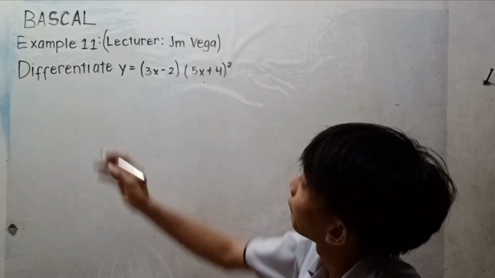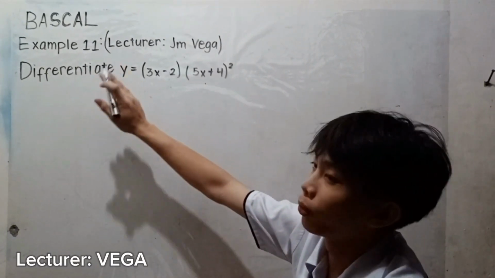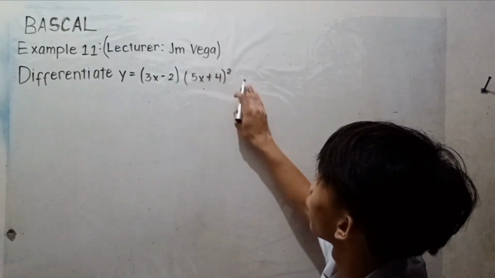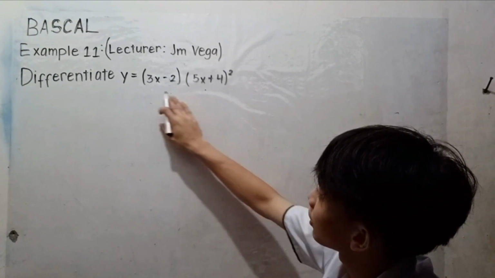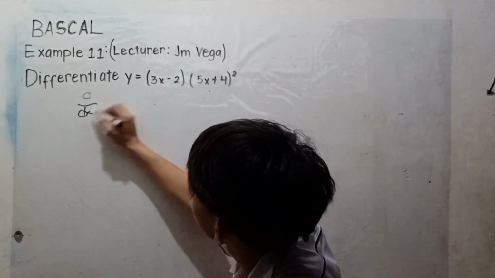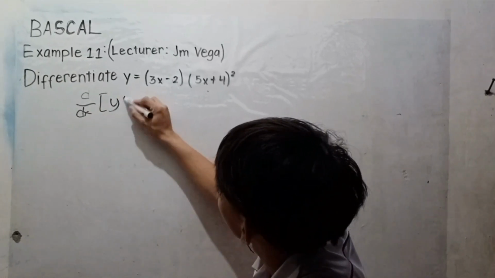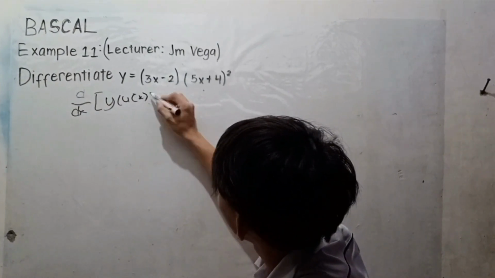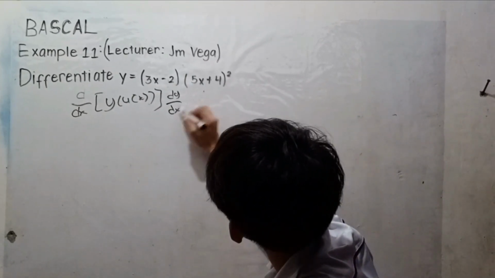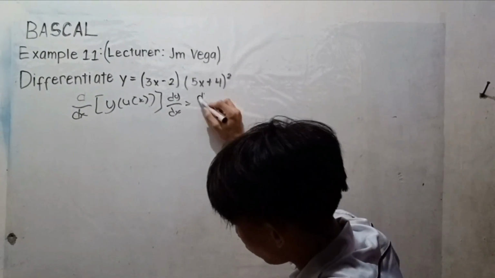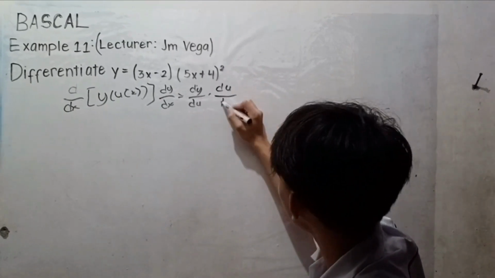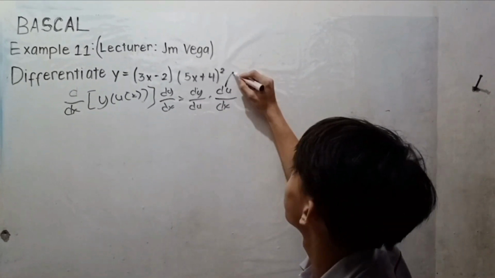So now let's move on to example number 11 of the chain rule. We have here: differentiate y equals (3x minus 2) multiplied by (5x plus 4) squared. In solving this, we have to use this formula: d over dx of u multiplied by v, and dy over dx equals dy over du multiplied by du over dx.